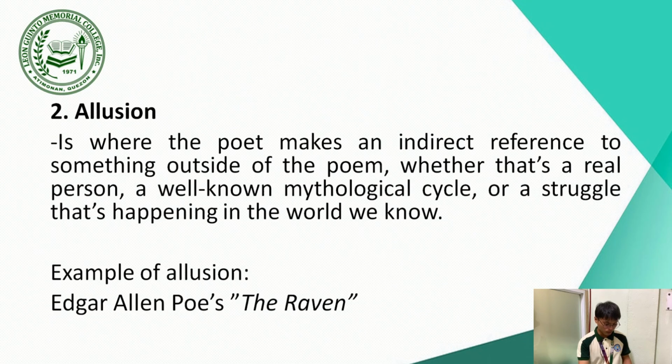An example of allusion is in Edgar Allan Poe's The Raven, where the bird in question is described as perched upon a bust of Pallas just above my chamber door. Some readers may recognize Pallas as a reference to Pallas Athena, the Greek goddess of wisdom. This allusion shows that the narrator has a higher respect for learning.